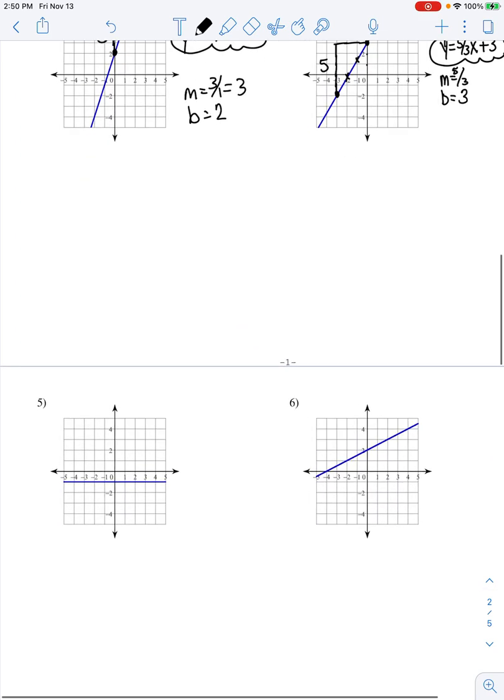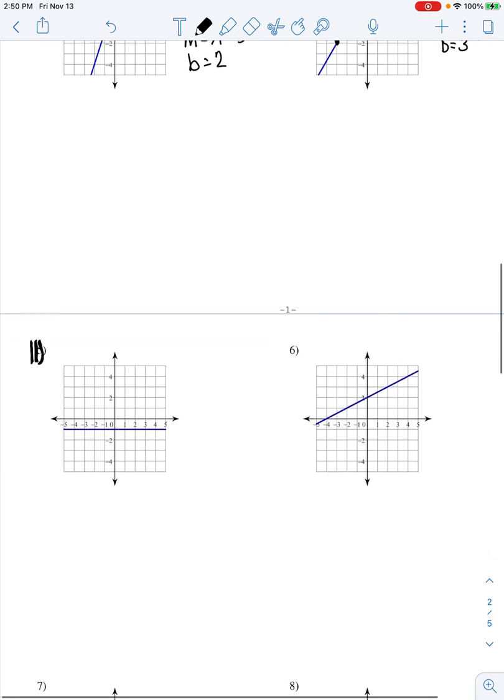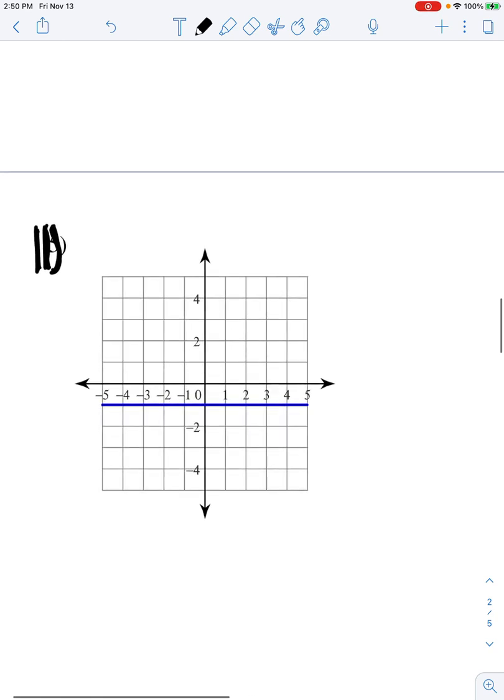Let's label that number 11. We want to keep it consistent here. That looks strange. Well, let's do y equals mx plus b. I want you to write m equals and b equals. I would almost sketch this graph so you have an example.